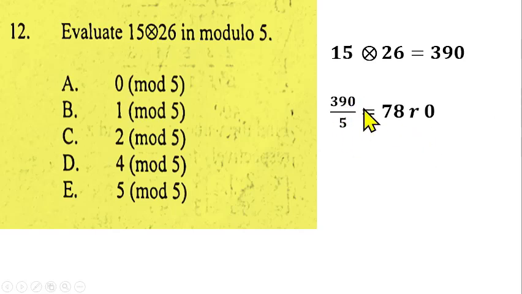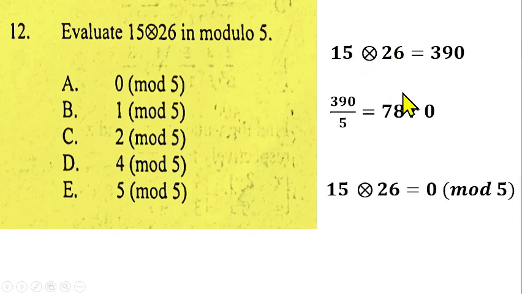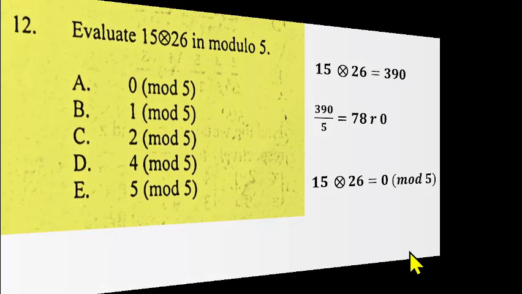Why are we dividing by 5? Because we are in mod 5. If you divide this by 5, that gives us 78, remainder 0. That means this remainder is the answer in mod 5. So this multiplied by this in mod 5 will give us 0 as the answer. That makes option A the correct answer for question number 12.